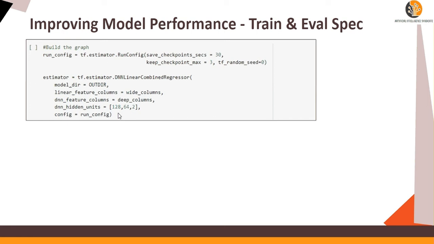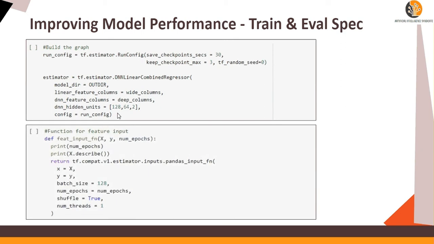So I defined a DNN linear combination model. Please remember, it is build the graph, train and test. So this is the building. Now this is the feature function, the input. Remember the make input function. Now I'm calling this as feature input function. So this is going to be used in train and eval spec later.